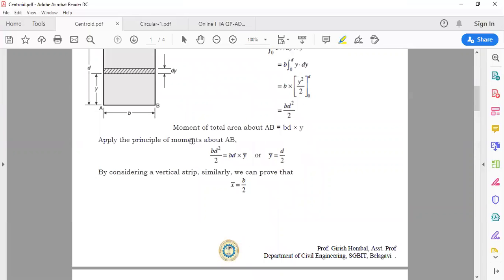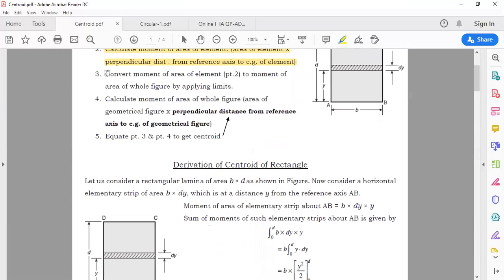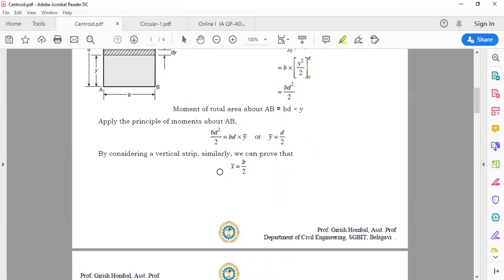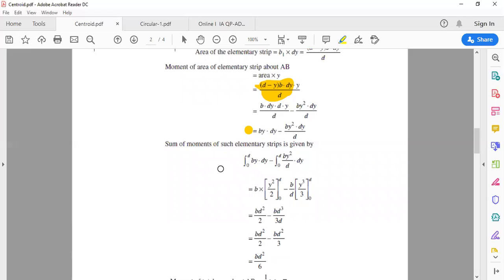Now you are coming to the third step. In the third step, you are going to apply limits. So you are going to apply the limit for this total term, which is b y into dy minus b y square into dy divided by d. What will be the limits? Again, it is 0 to d.